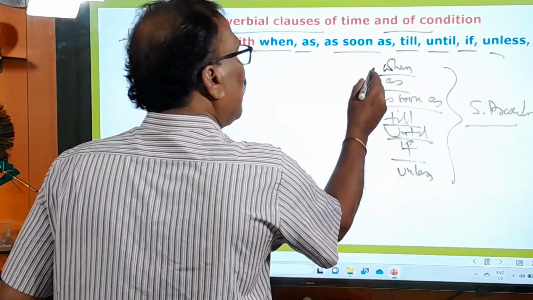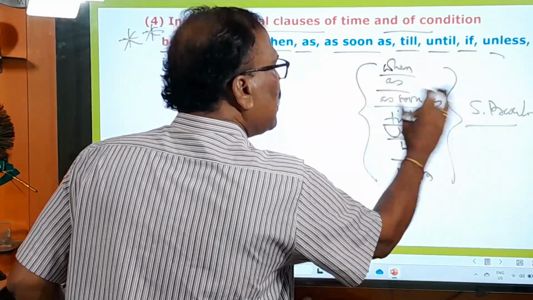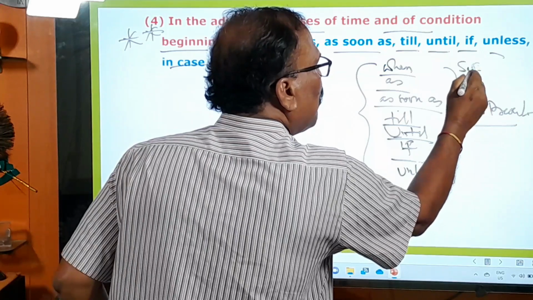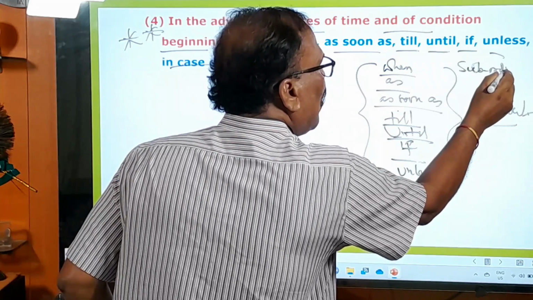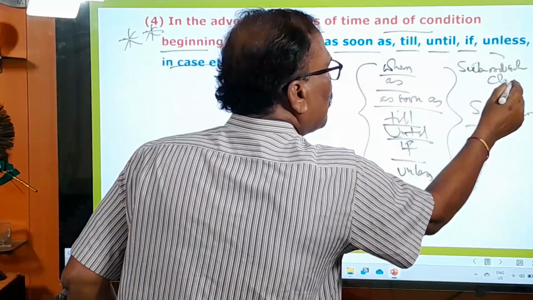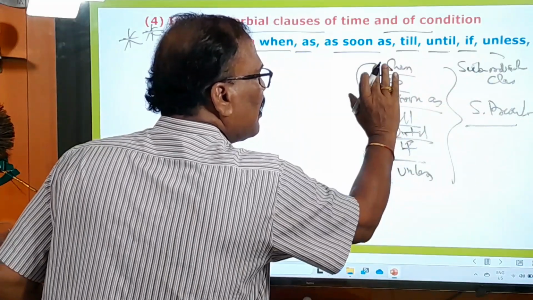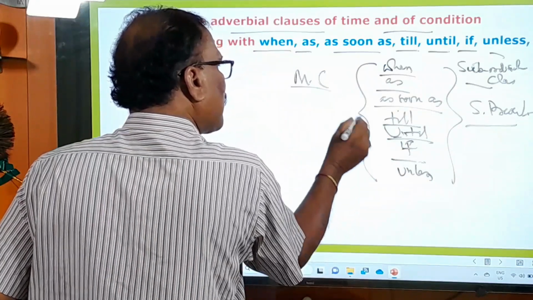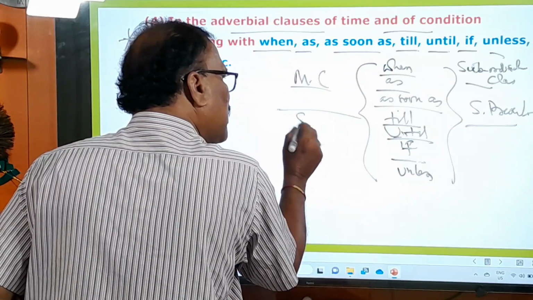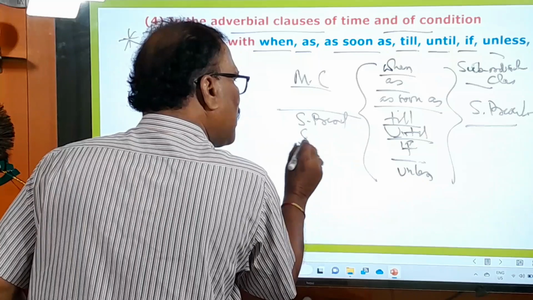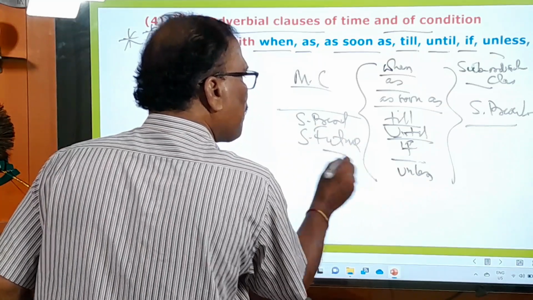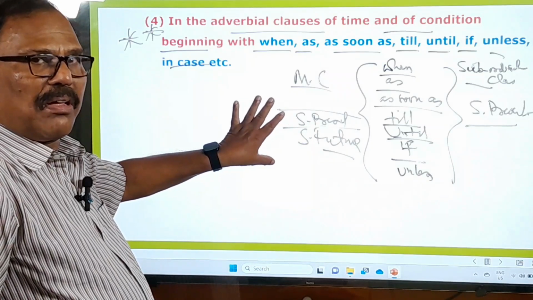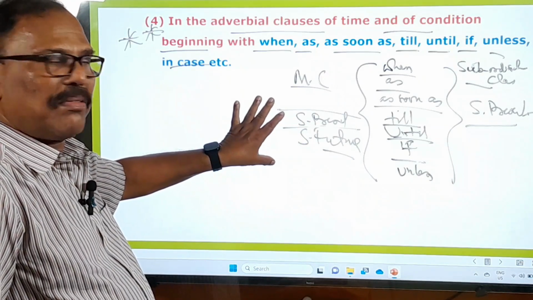The sentence that begins with them is called the subordinate clause. Remember, subordinate clause. The sentence with these conjunctions is called the subordinate clause, and the remaining one is called the main clause. In the main clause, whenever there is simple present or simple future. I think you are learning the things solidly now.